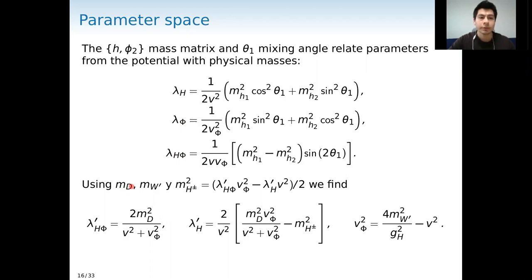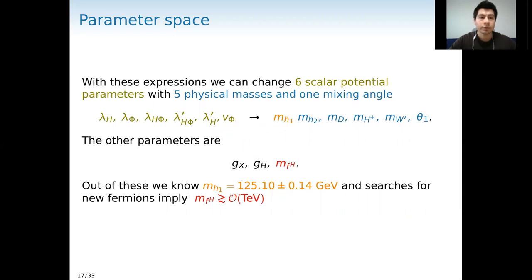We can also use the mass of the dark scalar, the mass of the W prime, and the mass of the charged Higgs, which is given by this expression, to translate other parameters of the potential into expressions that depend on the physical masses of the fields. So this means that we can use these expressions to translate six scalar potential parameters into five physical masses and one mixing angle. We are changing all these six scalar potential parameters into these parameters.